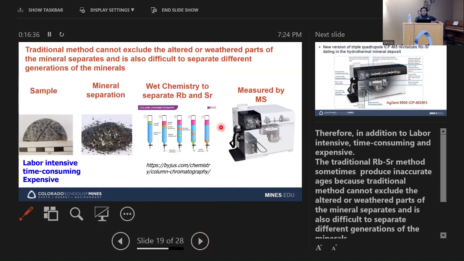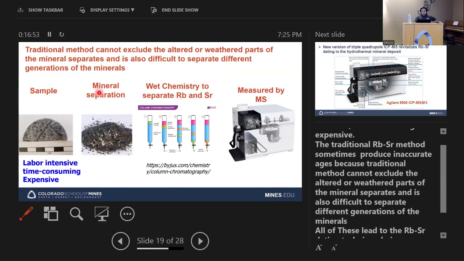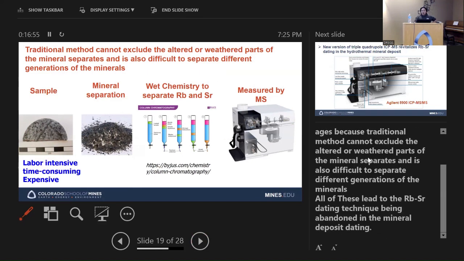So the traditional method cannot exclude the altered or weathered part of the mineral separate. It's also difficult to separate different generations of the minerals. Plus these disadvantages, all this led to rubidium strontium dating being abandoned in mineral deposit dating.